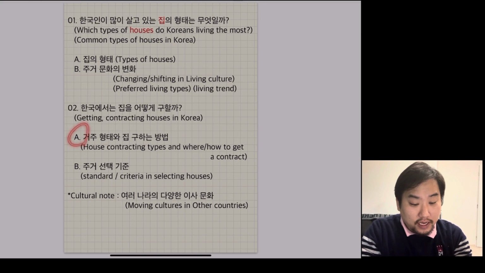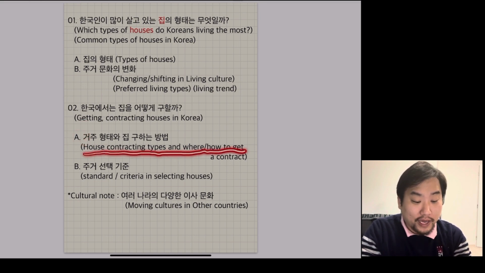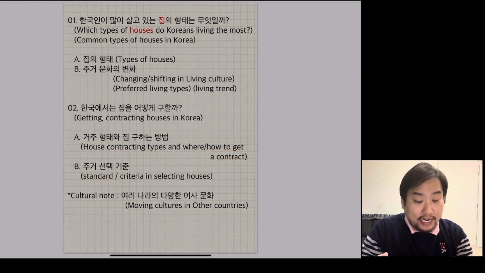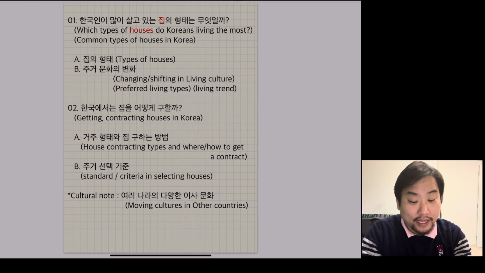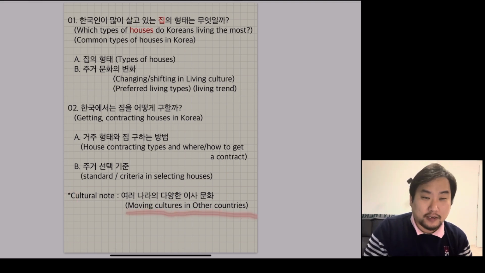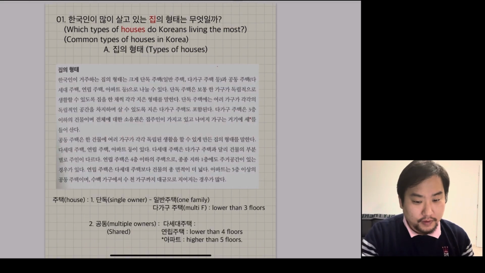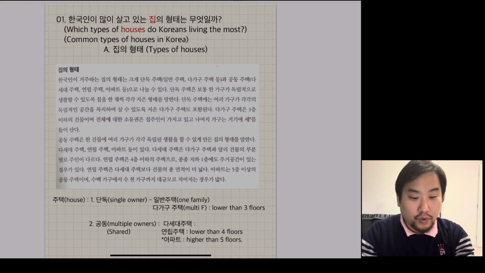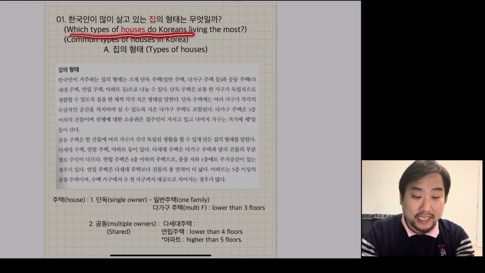So first thing is house contracting types and how to get a contract. And second thing is standard or criteria in selecting houses. And cultural note is a moving culture in other countries. So shall we start? So first one is which type of houses do Koreans living the most?